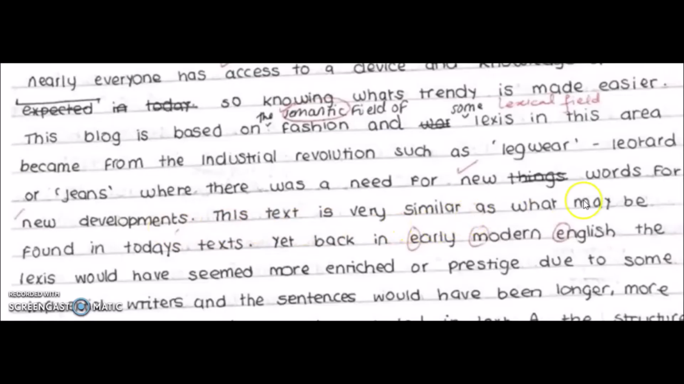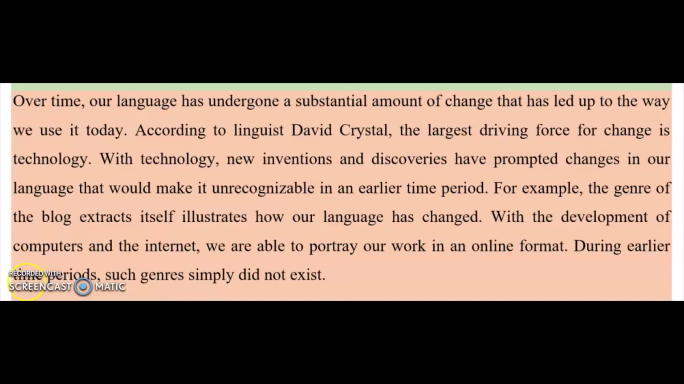This text is very similar to what may be found in today's text, yet back in early modern English, the lexes would have seemed more enriched or prestigious due to some influential writers. You can also give a reference to the relevant linguistic approach. For example, according to linguist David Crystal, technology has changed the language. With technology, new inventions and discoveries change the language so that it would be unrecognizable in an early time period.